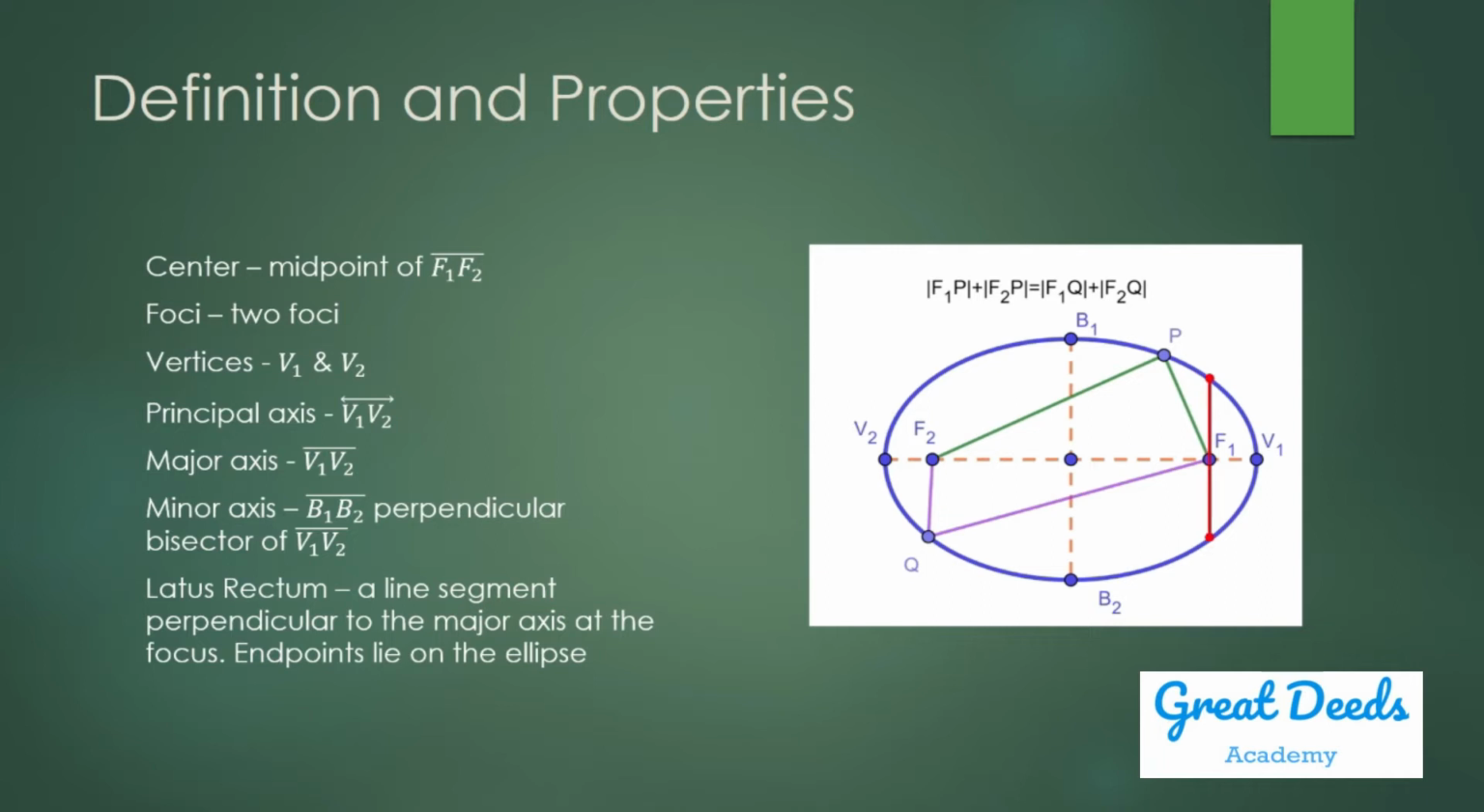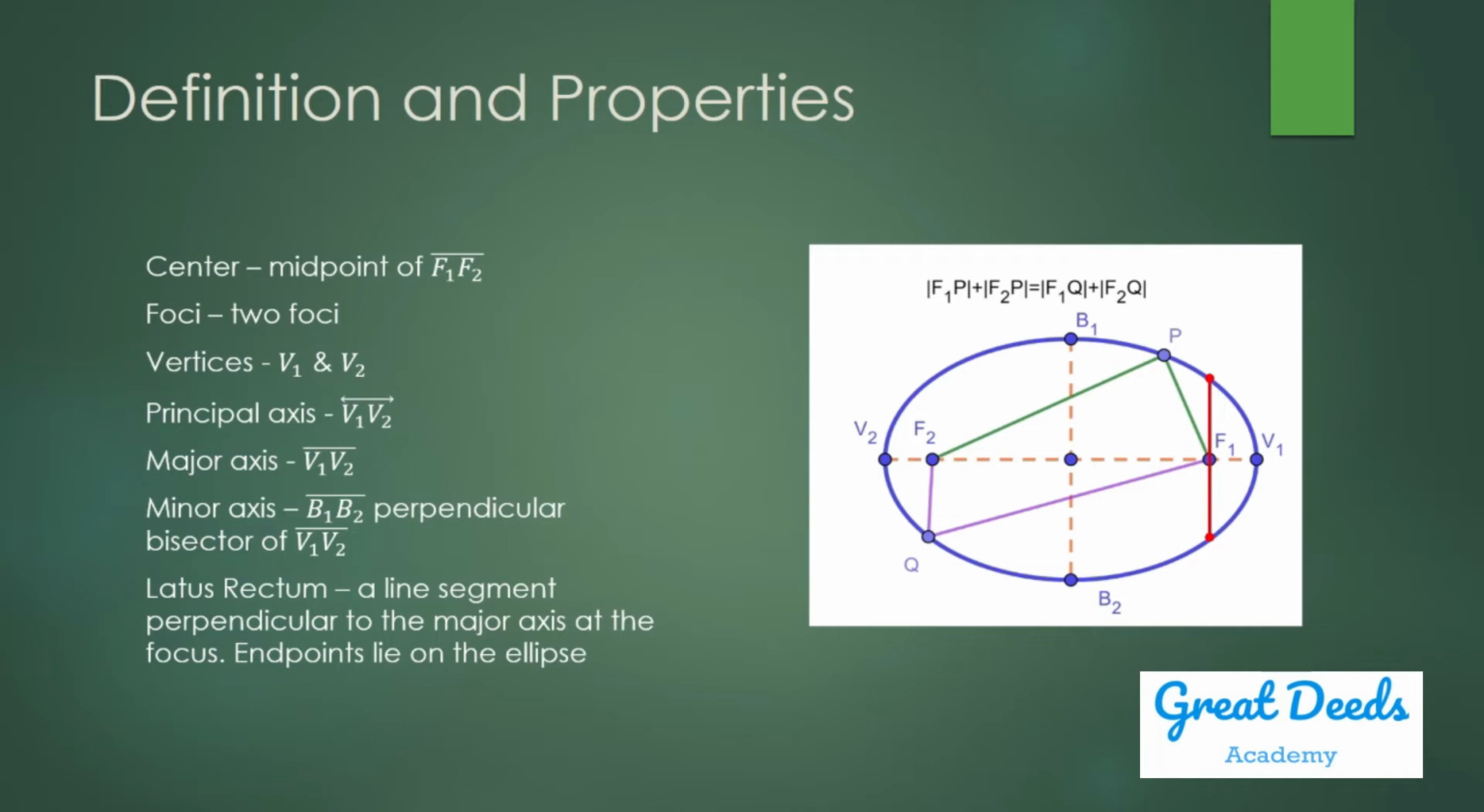It is a chord that is perpendicular to your principal axis, and the point of intersection is the focus. So the length of your latus rectum will tell you how wide or how narrow your ellipse is along the focus. A larger latus rectum will give you a wider ellipse along the focus. A shorter latus rectum will give you a narrower ellipse along the focus.